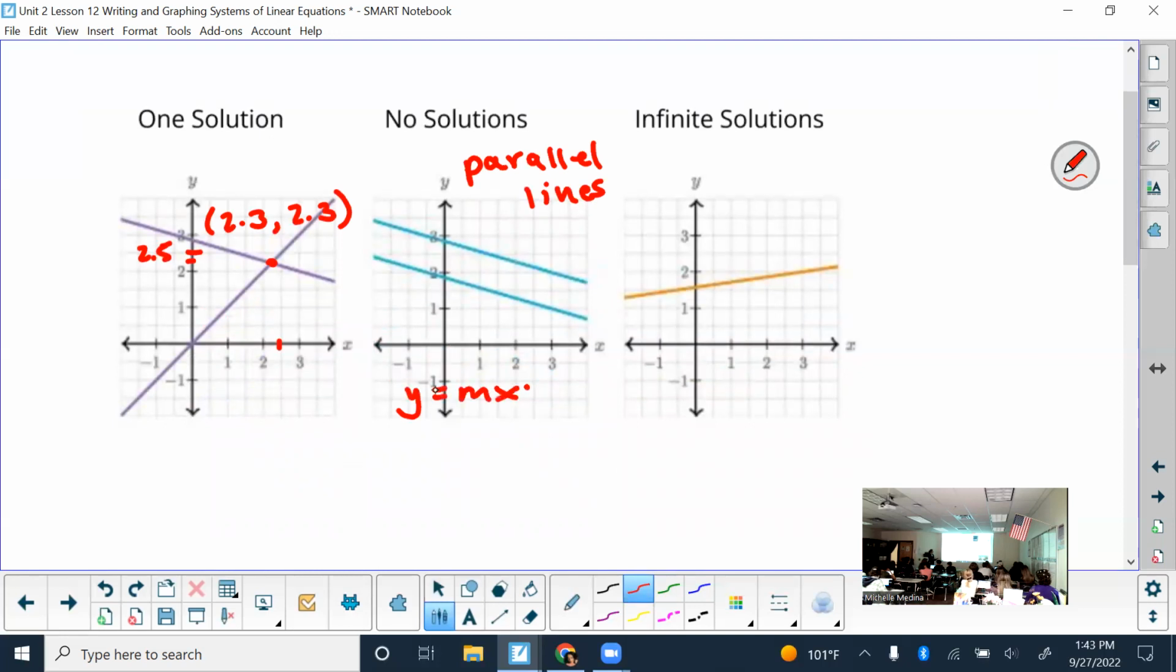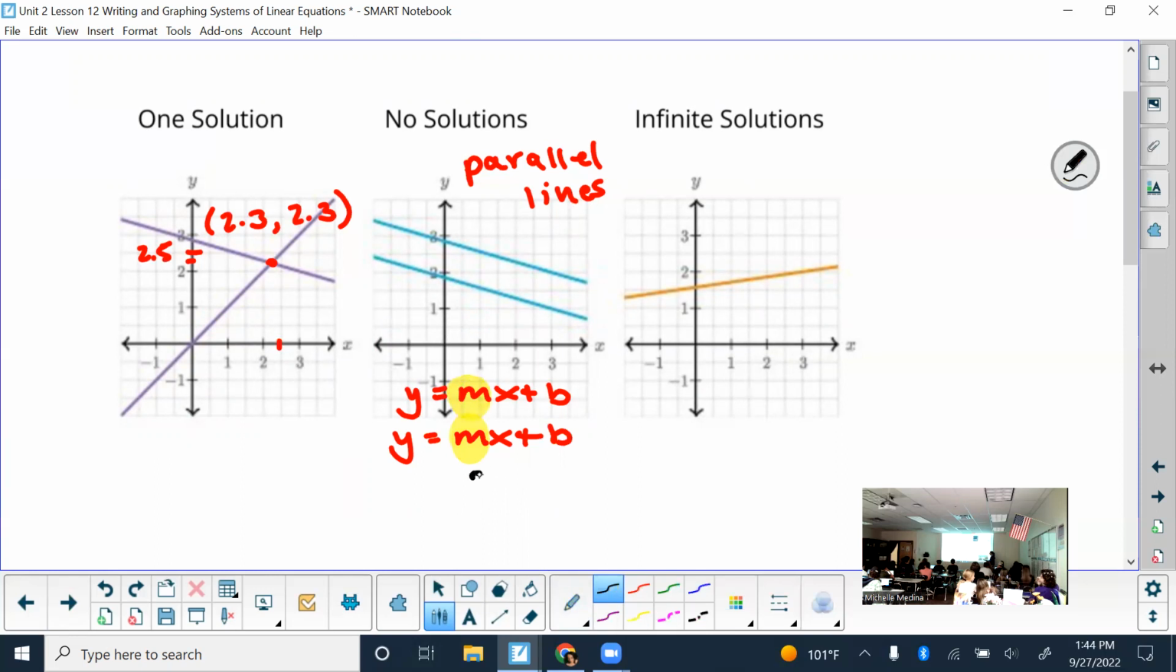They are the exact same. Well, they're all gonna be straight lines in this unit, so none of them will curve. If I were to show you the equation of these two lines, what would be the same about them? The slope would be the same. So parallel lines have the same slope.